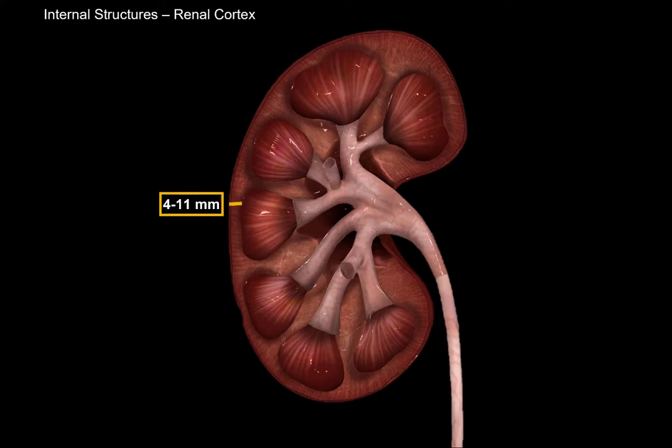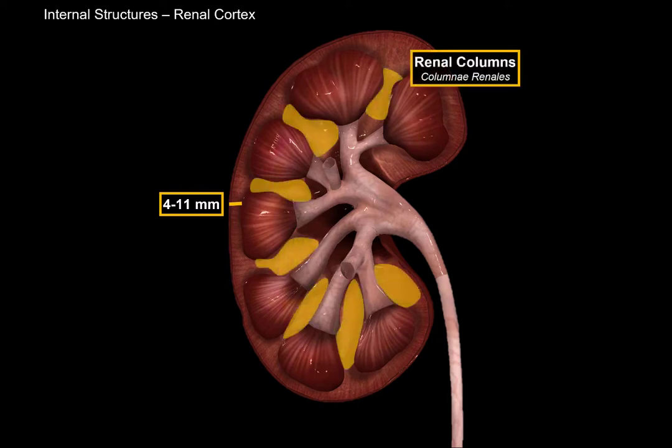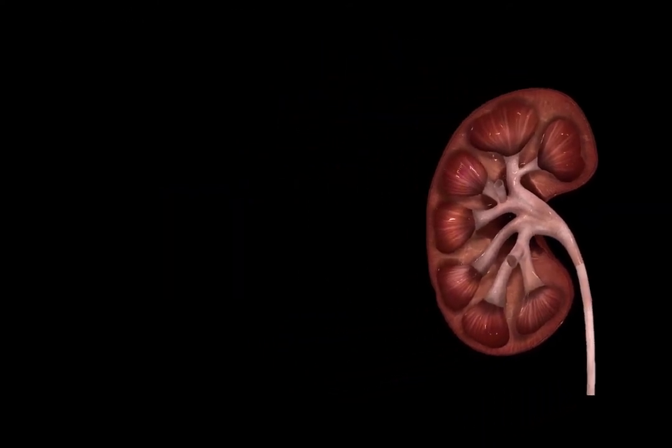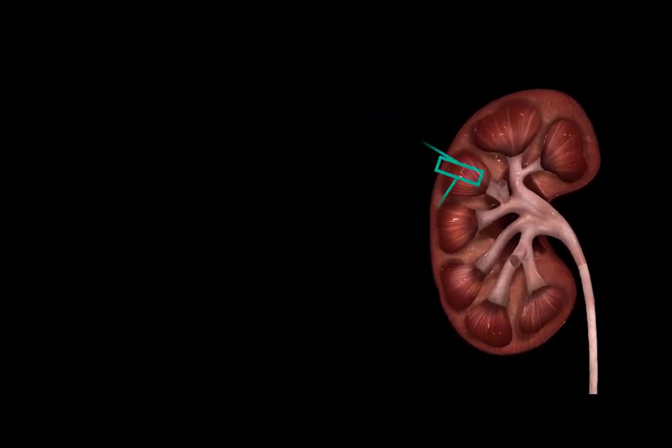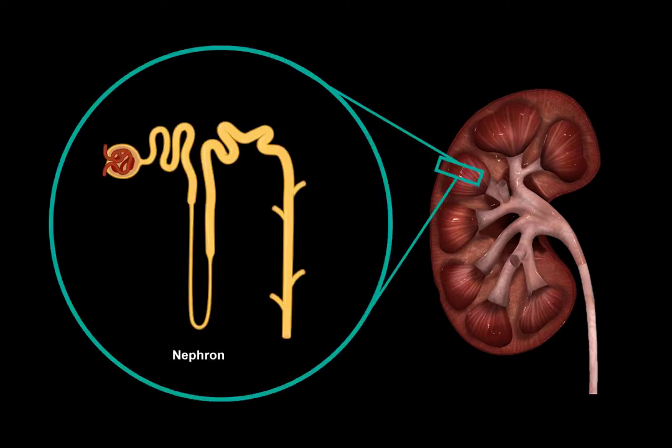Again, these numbers deviate a lot from source to source, but we also have parts of the cortex going down between the medulla that are just extensions of the cortex, called the renal columns. Now, what makes up the renal cortex? If we take a small bit of the kidneys and zoom in, remember the kidney's main functional unit is the nephron. There are going to be a lot of nephrons within one kidney, around 1 to 1.5 million nephrons.